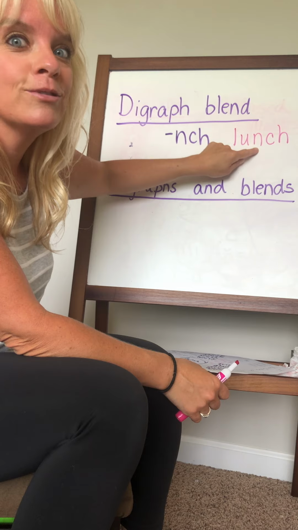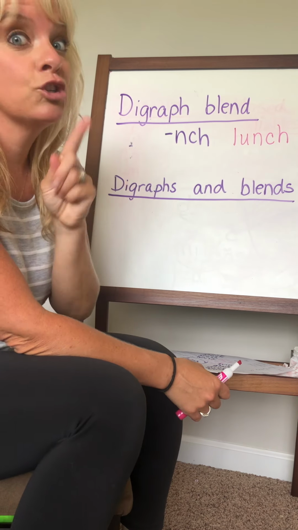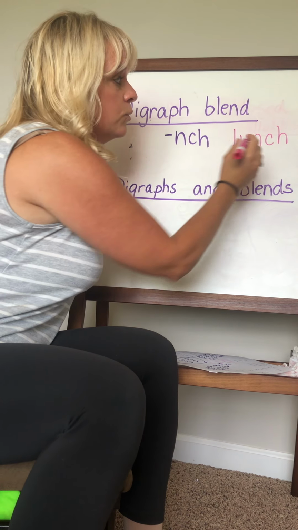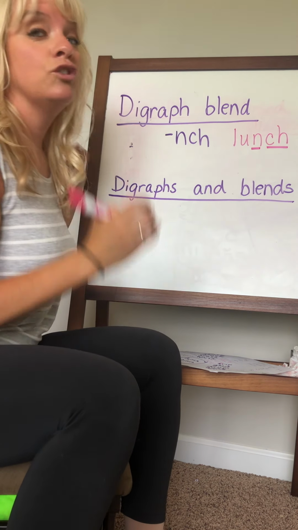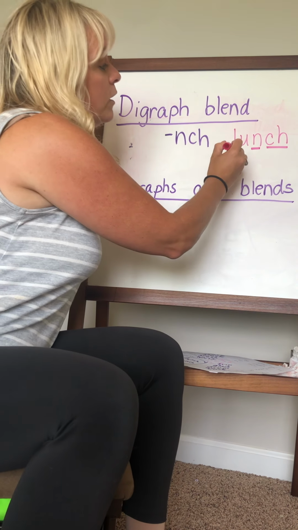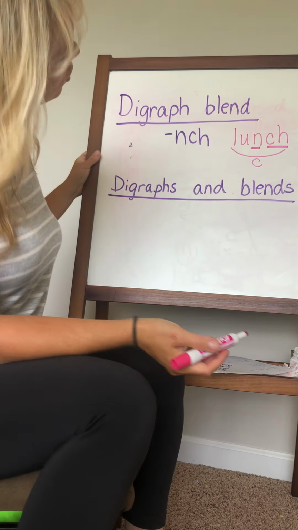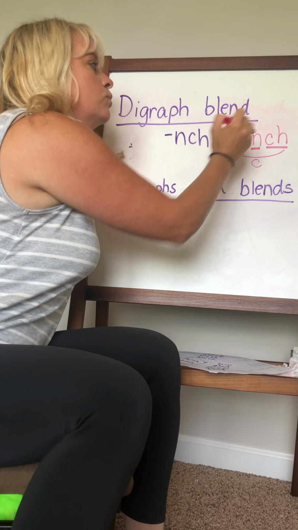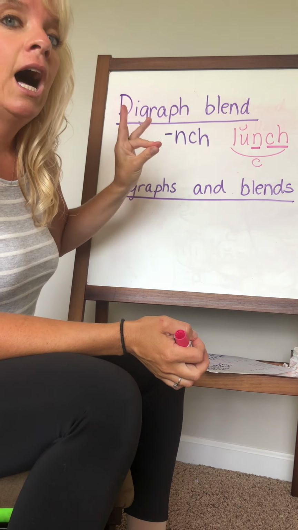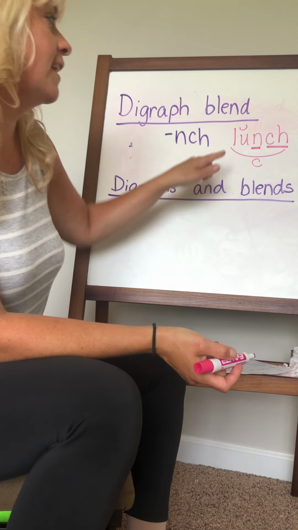But guess what? We also have a digraph. So this is called the digraph blend. So I'm going to show you how to mark it up. We're going to underline the blend, and we're also going to underline our digraph. So you want to keep them 2 separate. Remember, this is nch. So we're going to make this a closed syllable because that digraph blend is going to close the door, making the U a short sound. Let's tap it out. Nch, lunch. I hope you get to have a delicious lunch today.